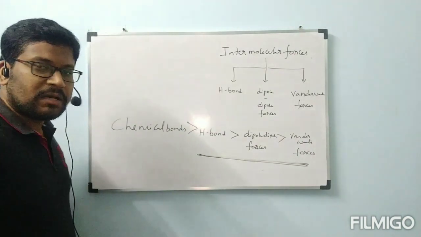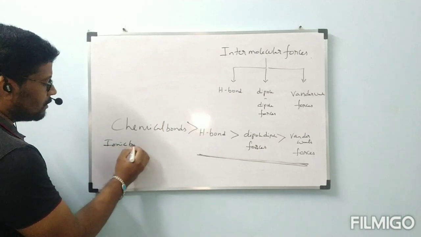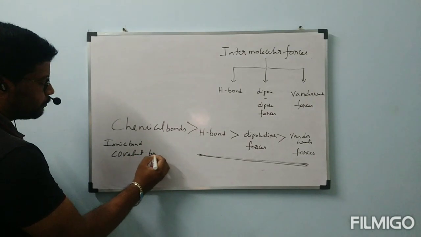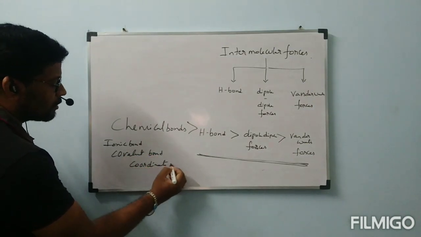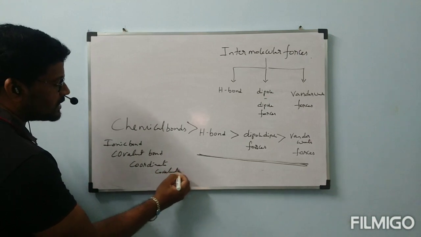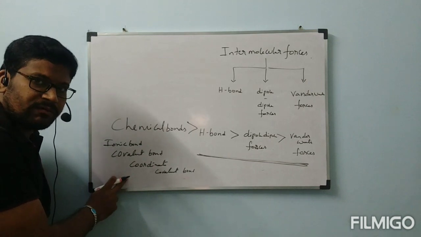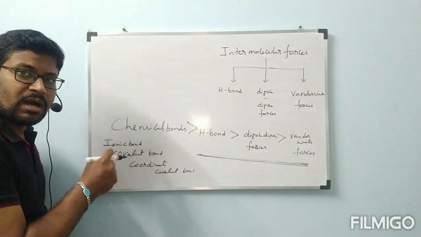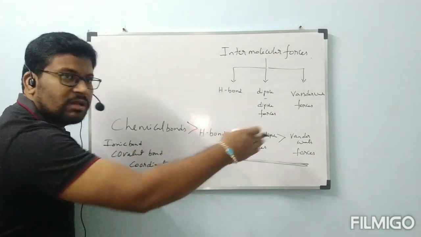Now, coming to chemical bonds. What are the types of chemical bonds we have? Those are ionic bond, covalent bond, and coordinate covalent bond. These are of one kind, and all come under chemical bonds. Chemical bonds always involve electrons, so they are very strong when compared to intermolecular forces.